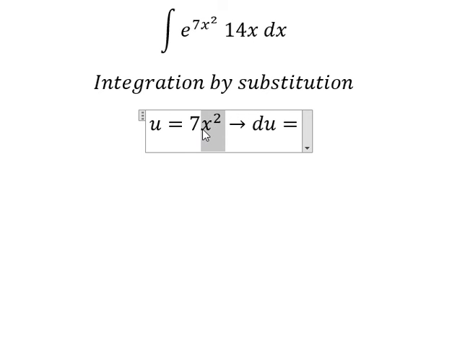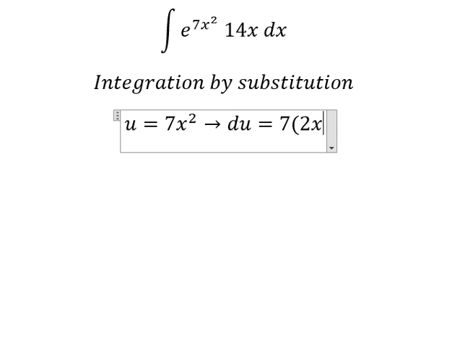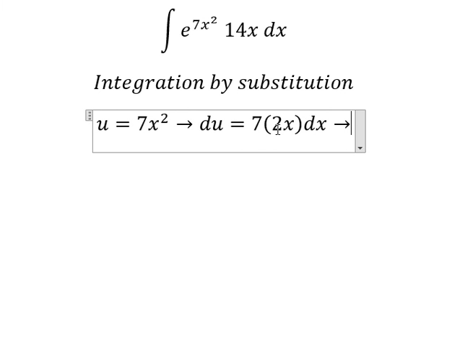This one is 2s. We just applied the power rule of the derivative, so we have 2s in here. 7 times 2 gives us 14.